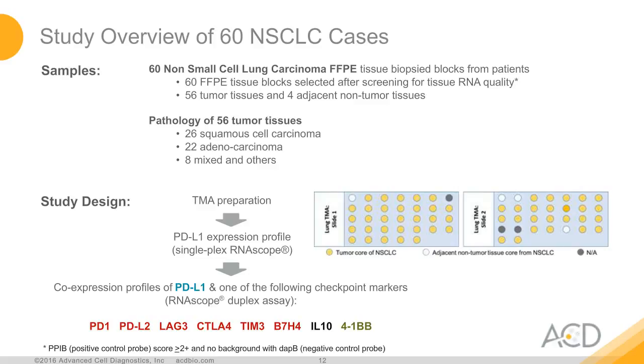Out of the 60 cores, 56 were tumor tissues and 4 were found to be adjacent non-tumor tissues. Out of those 56 tumor cases, pathological evaluation indicated that 26 cases were squamous cell carcinoma, 22 were adenocarcinoma, and 8 were a combination. The 60 tissue samples were arranged as a tumor microarray on 2 slides as depicted in the schematic illustration. Here, yellow circles indicate tumor tissues, while white circles indicate adjacent non-tumor tissues.